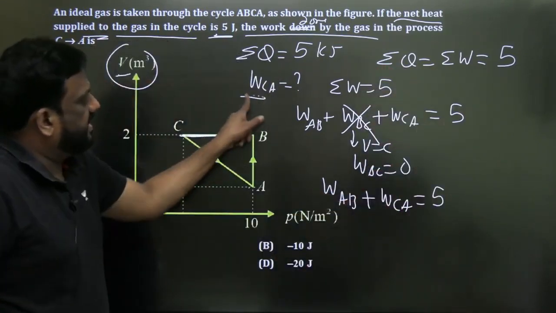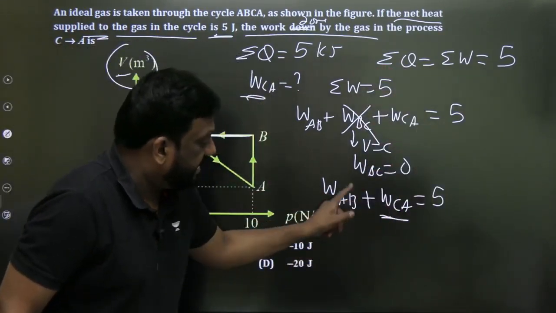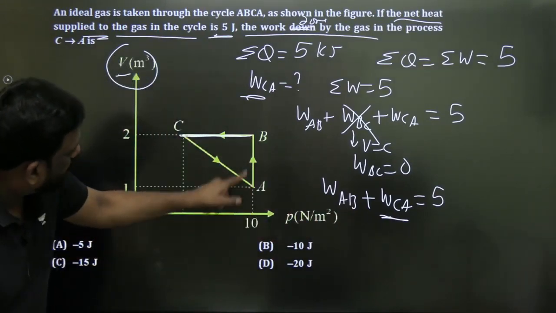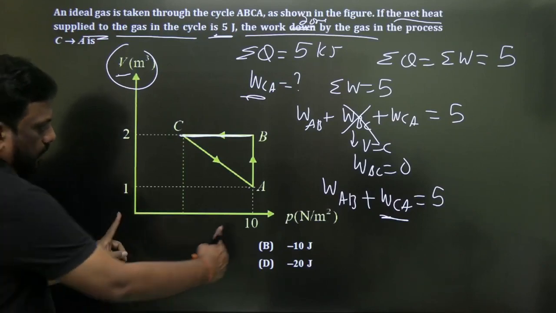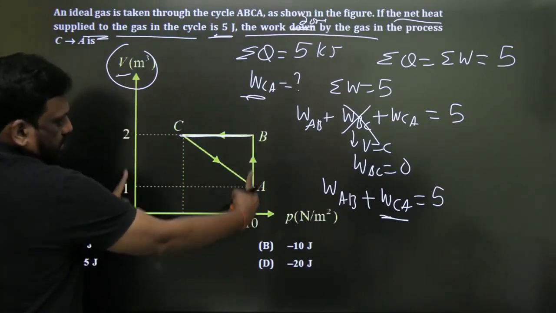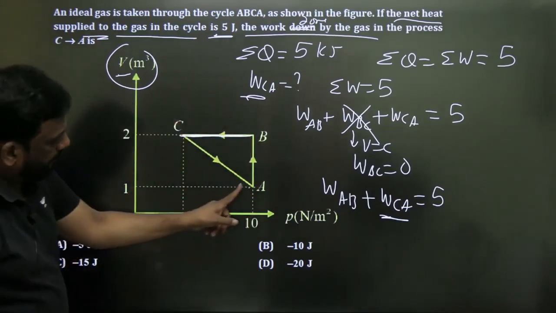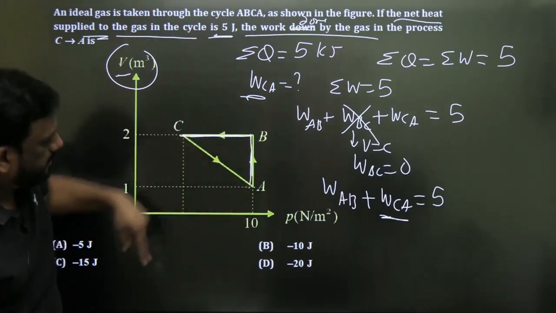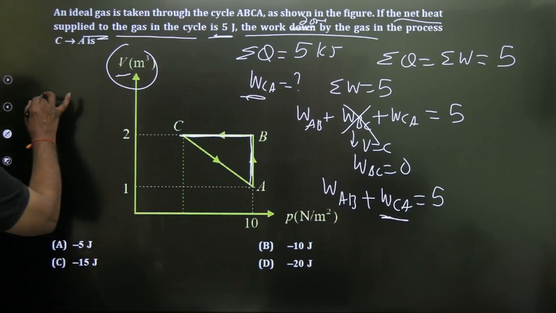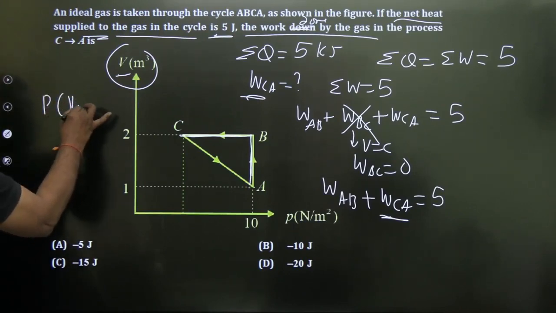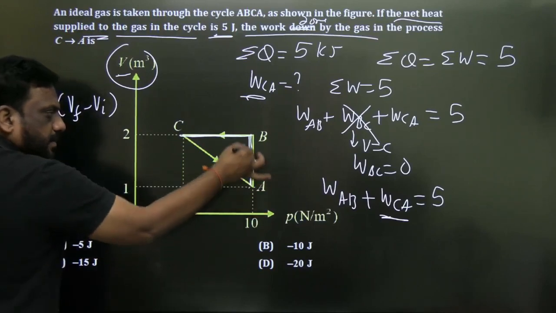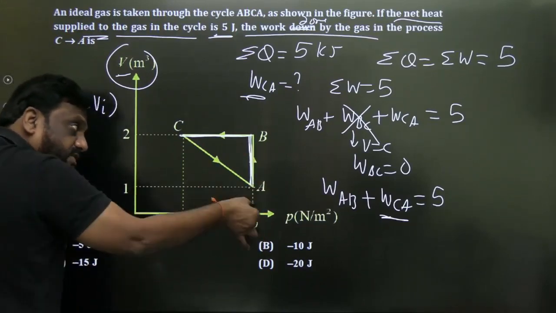Now he is asking work in CA, but to calculate work in CA, I need work in AB. What is AB, sir? AB is a constant pressure process. Everywhere the pressure is how much, sir? 10 Newton per meter square. So for a constant pressure process, work is given by P into V final minus V initial. So please note down that pressure is on this axis. That's why it is vertical.